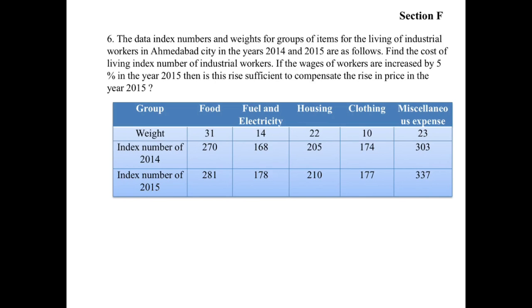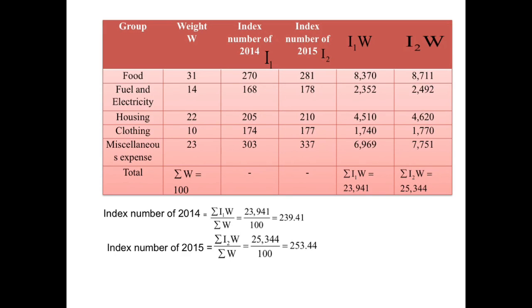2015. Group of items is given, weight for 2014 and 15, index number for 2014 and 15 is given. See here, index number is given, price is not given. Here what? Index number is given. So what do we have to work out? First we make a table like that.